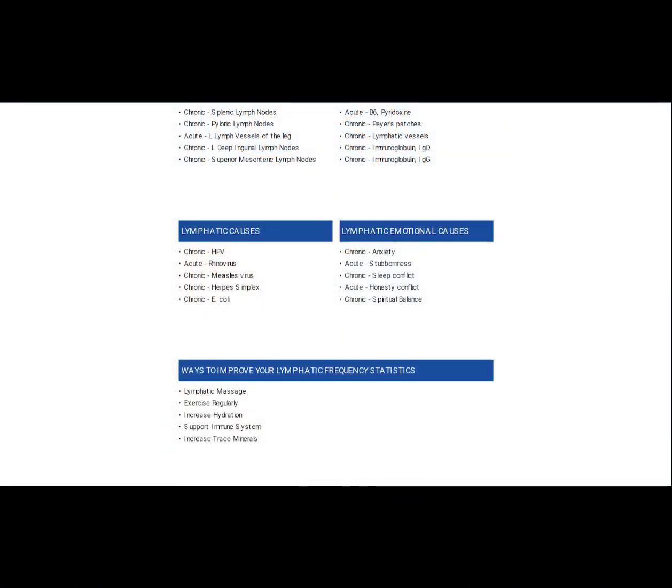So if we look down at what her lifestyle changes need to be, it's lymphatic massage. That would help to get the lymphatics moving some. Exercise regularly. That's the second time we've seen exercise. Increased hydration. That's the second time we've seen increased hydration. Next, support the immune system. If the nutrients in the waste aren't moving properly, the immune system is going to be compromised. And the last one, increased trace minerals. Why? Right there, she's got exercise, hydration, and trace minerals. That's the three main things that the lymphatic system needs to do its job. So it's really important that those came up for her.